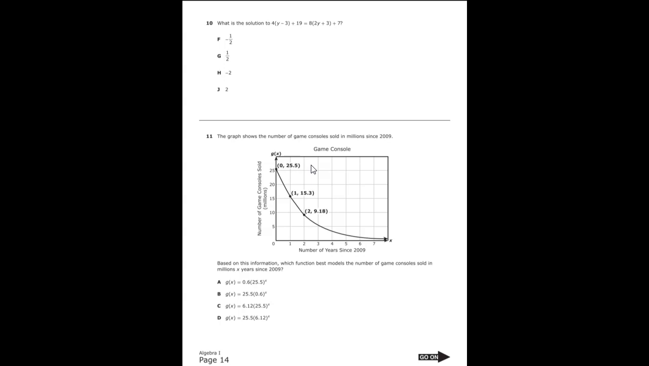So we're going to first distribute the 4 into y minus 3. So that's going to give us 4y minus 12 plus 19 equal to, then we distribute 8 into 2y plus 3, 16y plus 24 plus 7. So now we're going to simplify on both sides. So we have 4y minus 12 plus 19, that's plus 7, equal to 16y, and then we have plus 31.